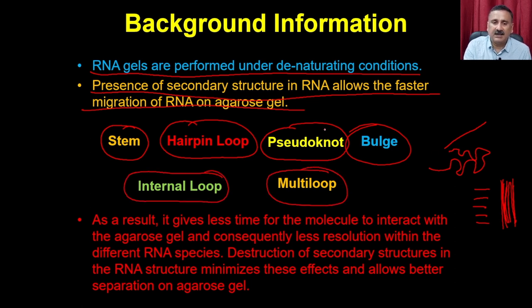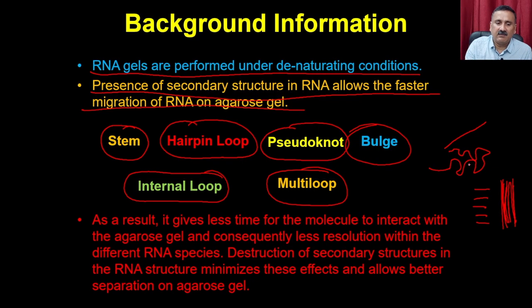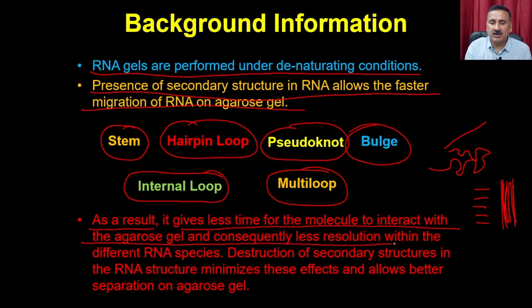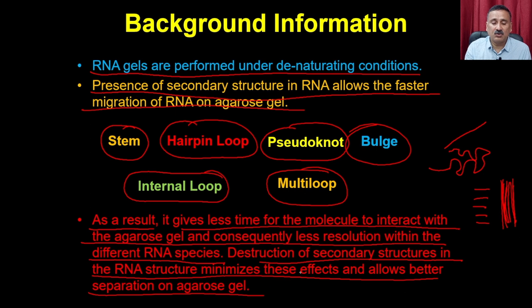The idea is that once you have these kinds of secondary structures, they are going to make the structure very compact, and because of that they will run very fast. So, as a result of these secondary structures, it gives less time for the molecule to interact with the agarose gel and consequently less resolution among the different RNA species. Destruction of the secondary structure in the RNA minimizes these effects and allows better separation on the agarose gel.